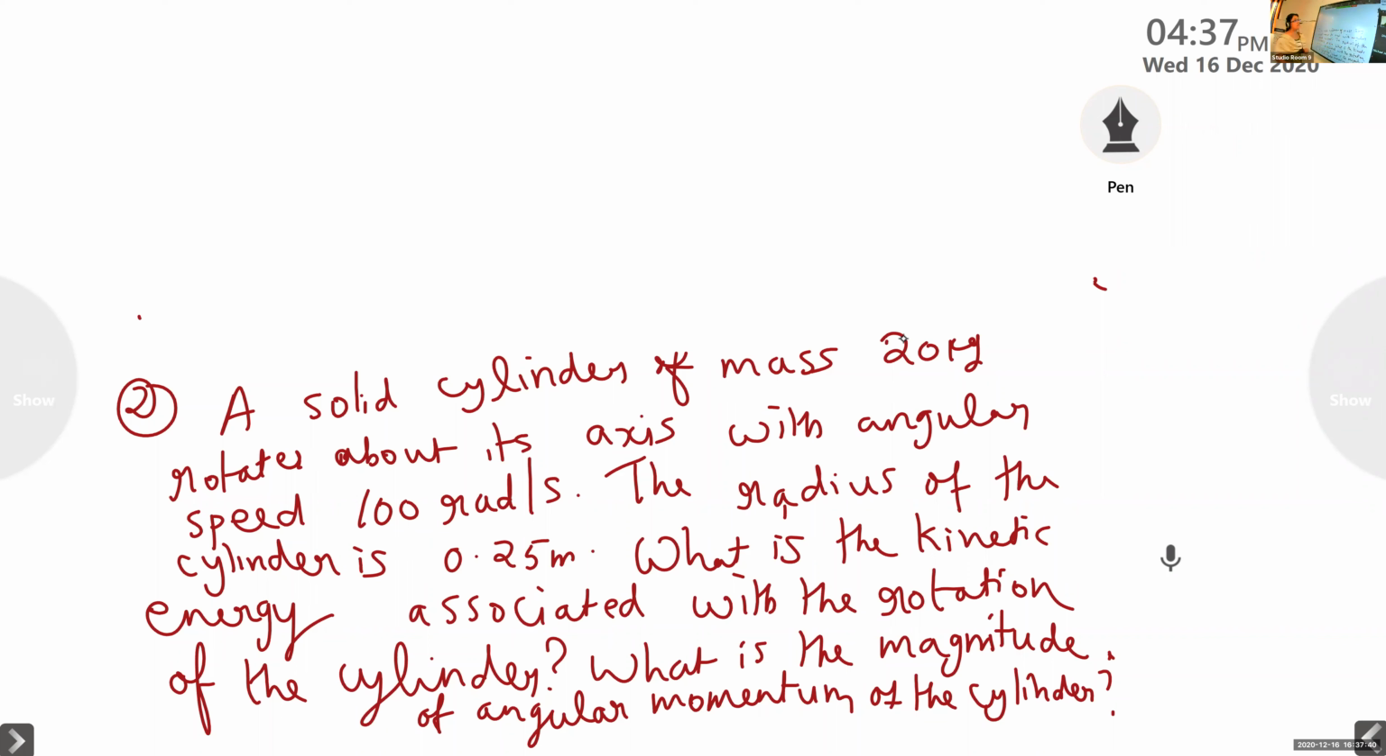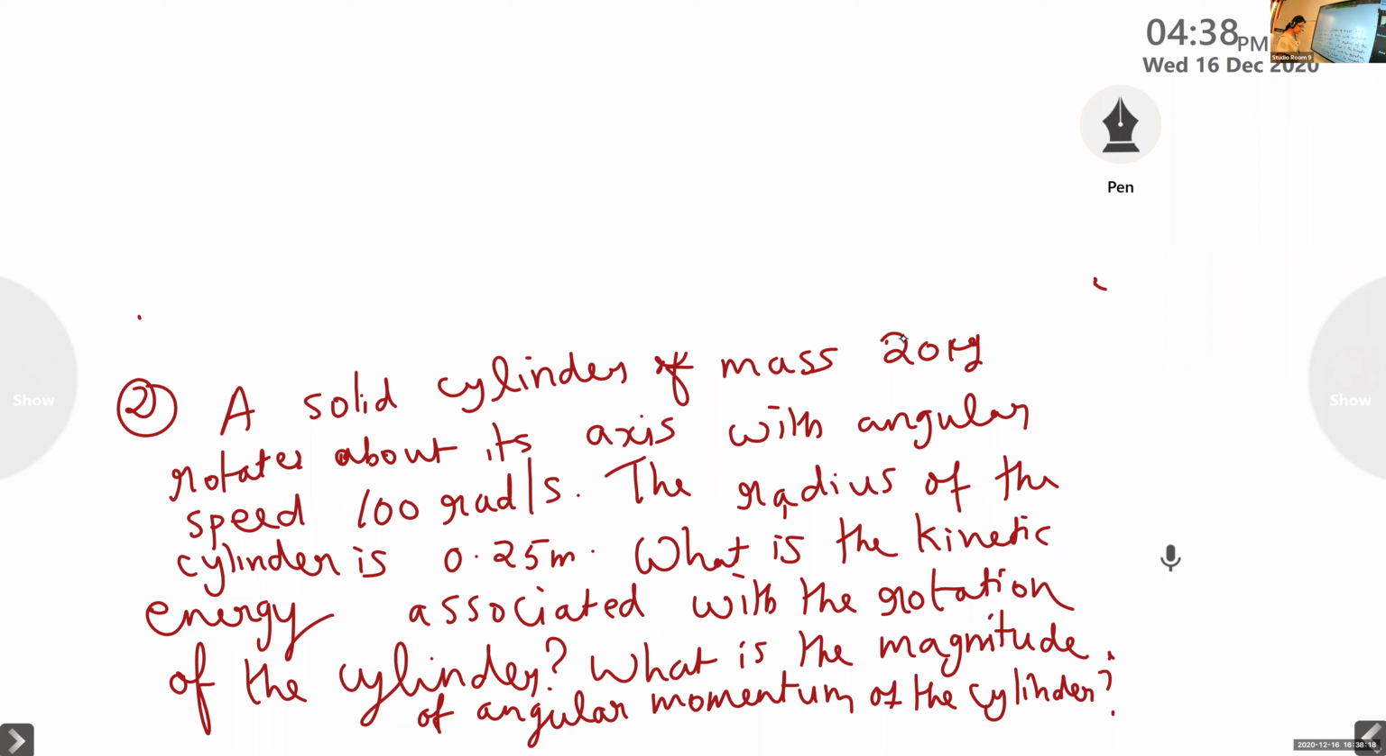Okay, children, what is the question? A solid cylinder of mass 20 kg rotates about its axis with angular speed. So mass is given to you, angular velocity omega is given to you, the radius of the cylinder is given to you. What we have to find out? Kinetic energy associated with the rotation. That means we are not supposed to use half mv square, we have to use the rotational kinetic energy, that is half I omega square. The question is not about total energy, it is about rotational kinetic energy.